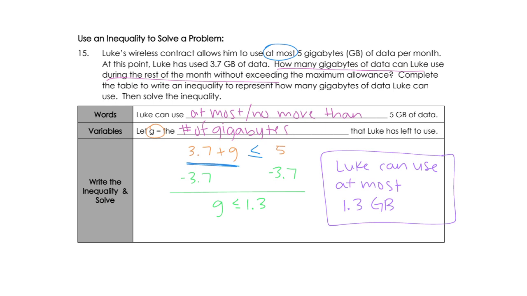That reminds us that there's a range of gigabytes that he can still use. He could use 0, or he could use all the way up to 1.3 more than what he's already used prior to figuring out this problem. He's used the 3.7. So be very specific in your answer there. Let's go ahead and move on to the last page.